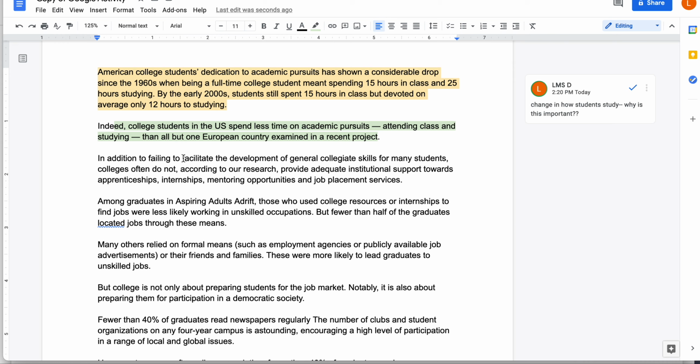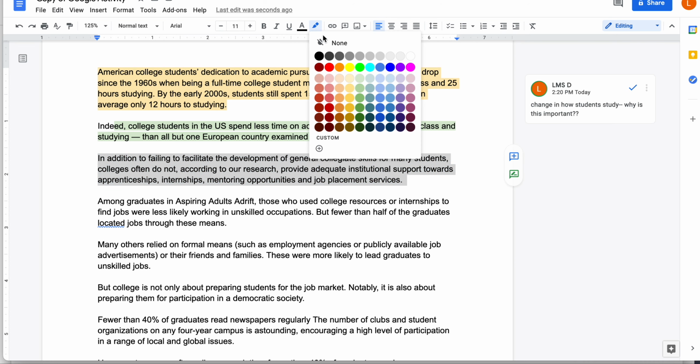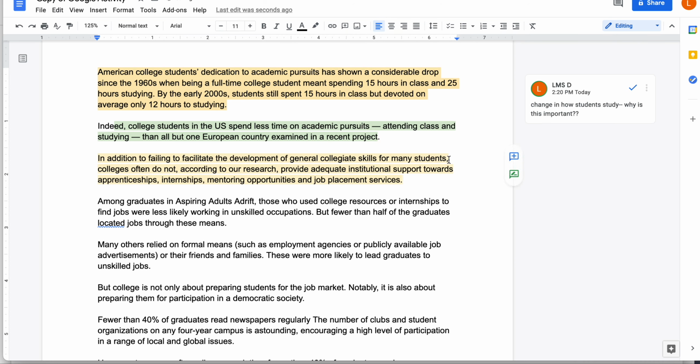So in addition to failing to facilitate the development of general skills for students, colleges do not provide adequate institutional support towards apprenticeships. So this is another claim, right? This is kind of building. So what I'm going to do is I'm going to put this in a lighter yellow.